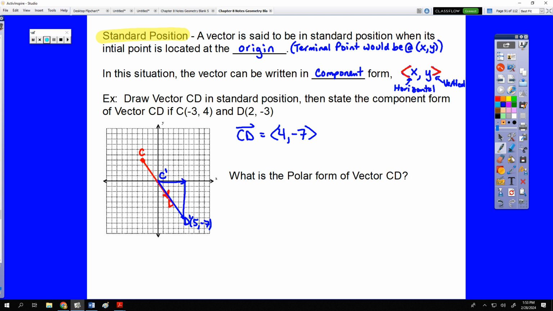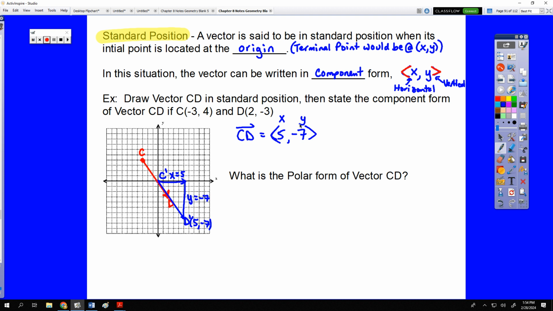So our x component is 5 and our y component is negative 7. Okay, so it shouldn't be 4, so I don't know why I wrote 4. It should be 5, negative 7. Boy, I'm all over my game today, aren't I? Okay. So we have our x and our y components.